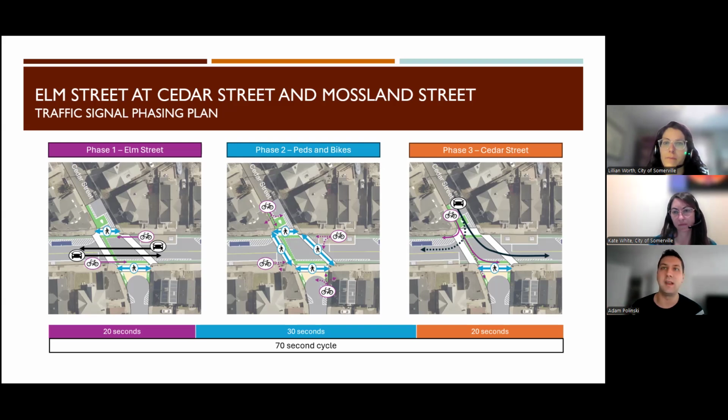Based on our traffic counts, we'll also be able to reduce the overall cycle length from 90 seconds to 70 seconds, meaning going from Elm to the PED phase to Cedar Street will be reduced by 20 seconds. So that should still provide enough time for any cars waiting at the light to get through on the next green, but will allow for a shorter wait for pedestrians and cyclists to get through the intersection. So it should be a benefit for everyone.